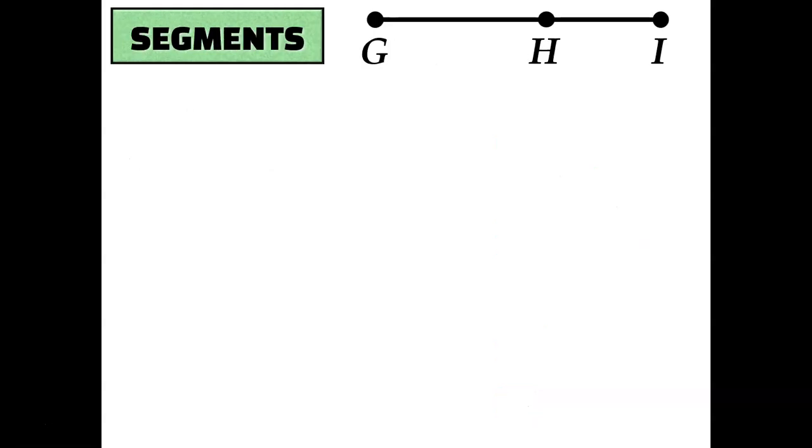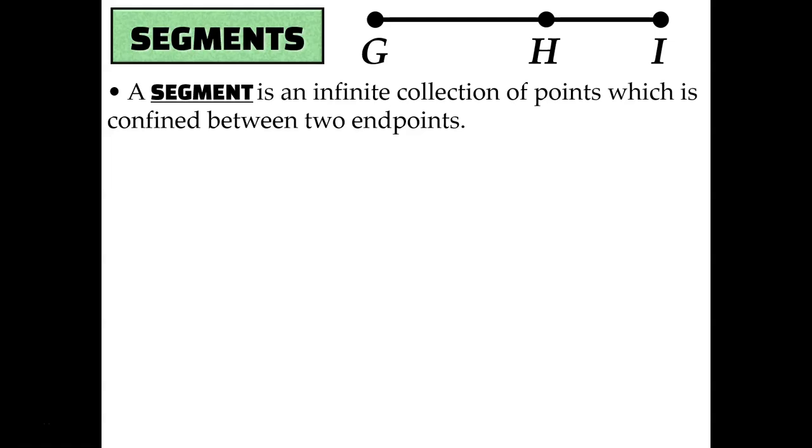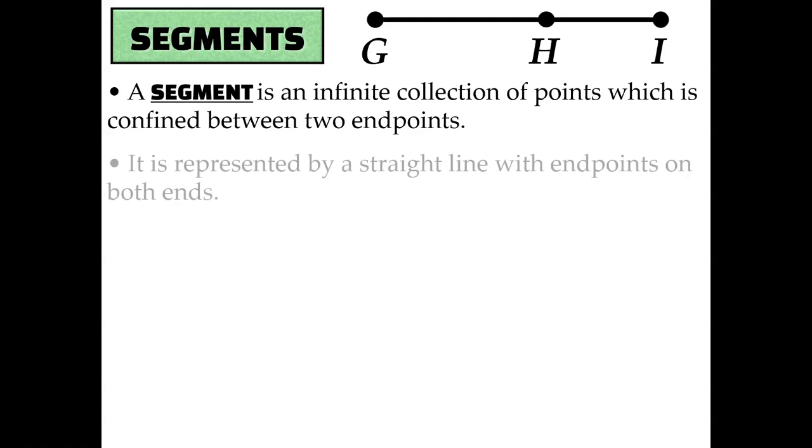Now let's talk about segments. A segment is an infinite collection of points, but it's confined between 2 endpoints. So you'll notice there's no arrows here. It does not go forever in one direction or both directions. It is confined between point G and point I.